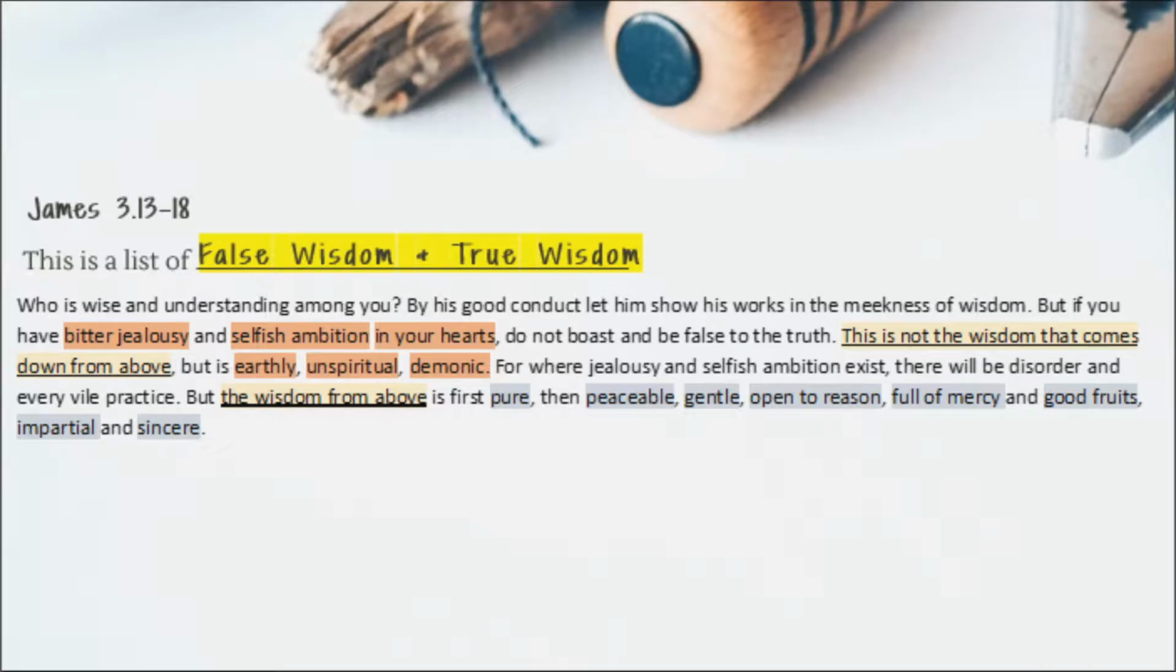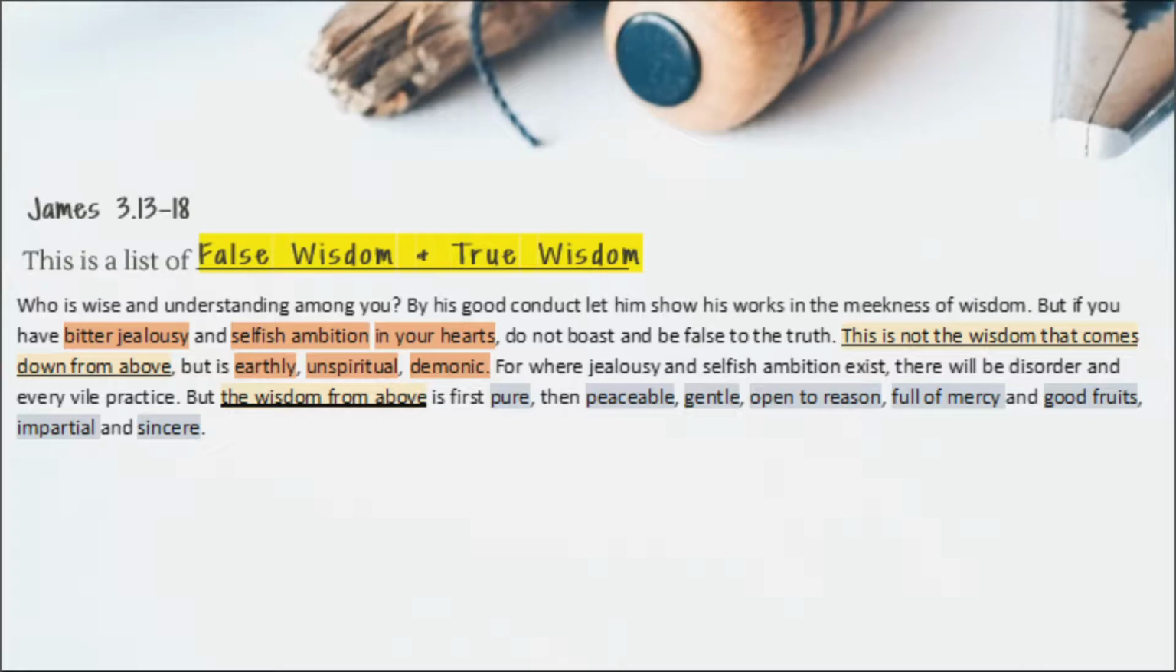Okay. This is not wisdom that comes down from above, it says, which means there's a list of wisdom that is not from the Lord, or false wisdom, or earthly wisdom, whatever is opposite of what the Lord would give you, right? Then there is a wisdom from above, but the wisdom from above, last line, is pure, peaceable, gentle, open to reason, full of mercy, good fruits, impartial, and sincere. You see the 2 lists?